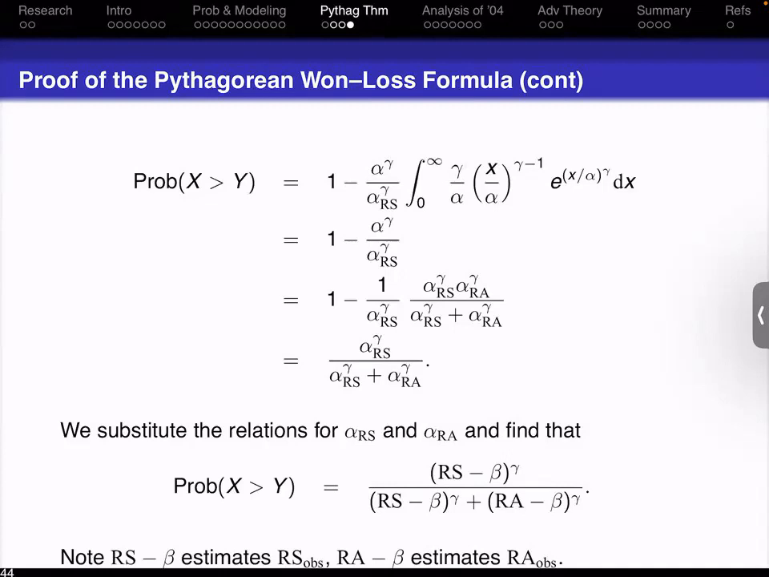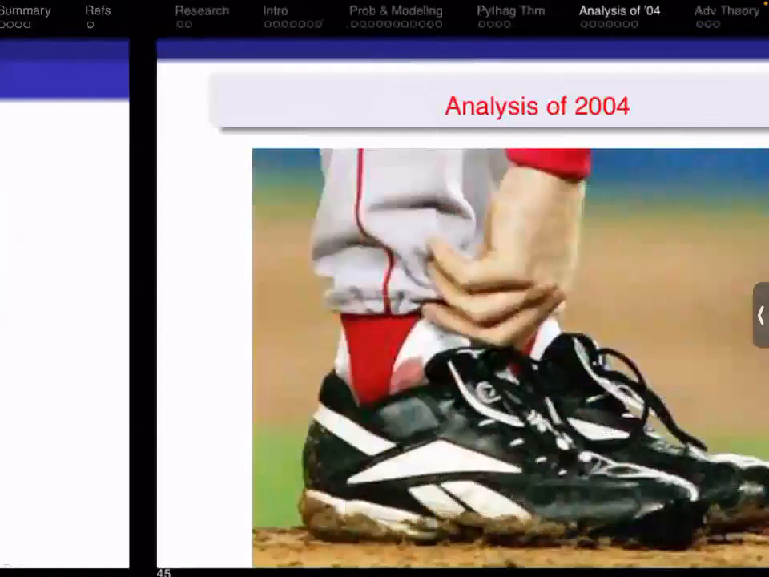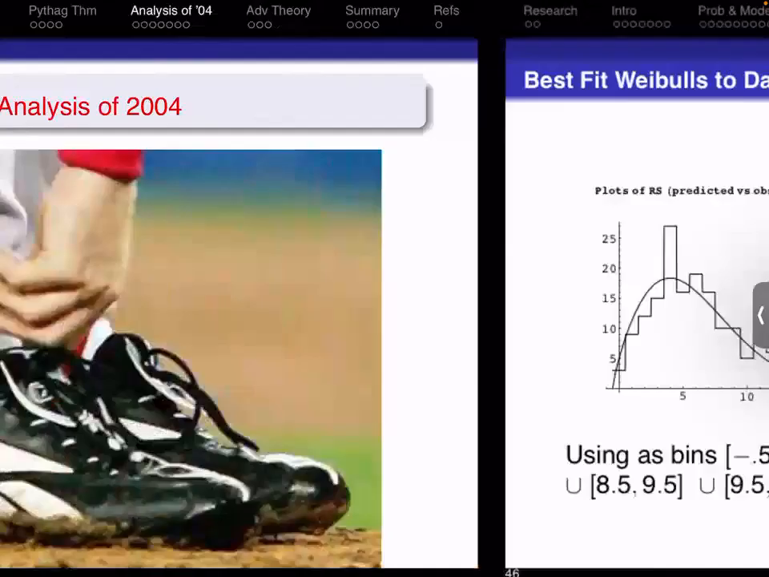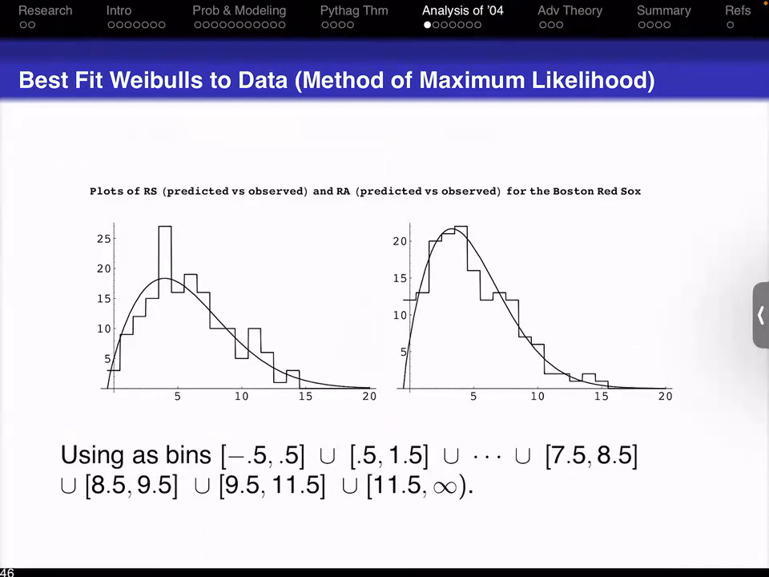If it doesn't, then this is all garbage. So we need to look at a histogram of runs scored and runs allowed. So let's choose a season entirely at random. Let's choose the 2004 season. Okay. So here is the predicted runs scored. Here's the observed runs scored and runs allowed for the Red Sox. And here's the best fit Weibulls.